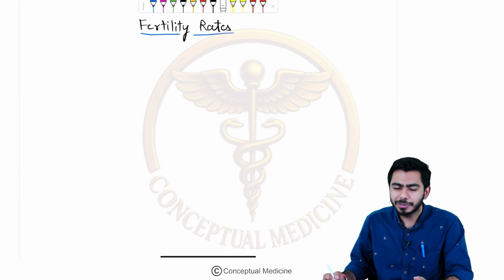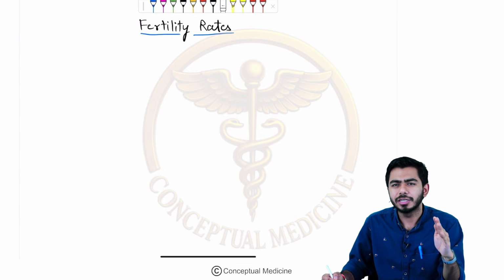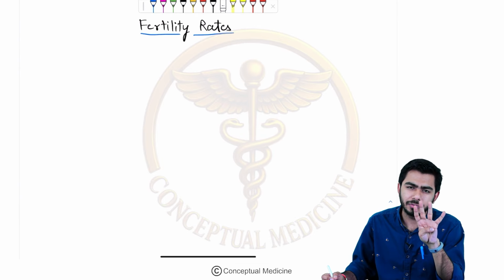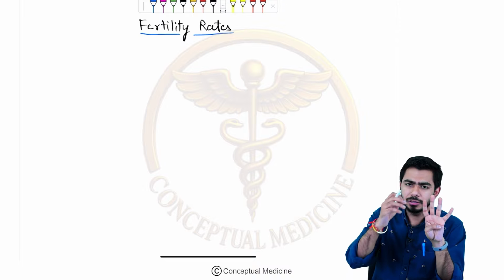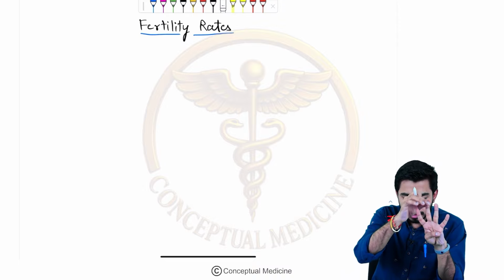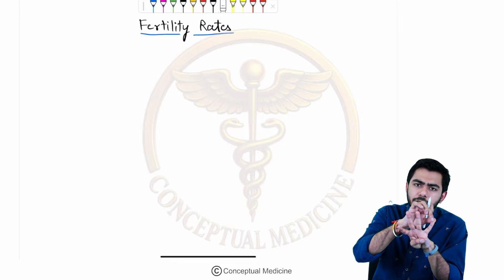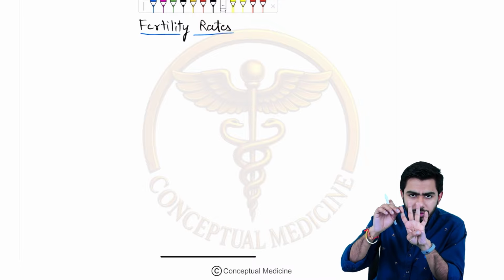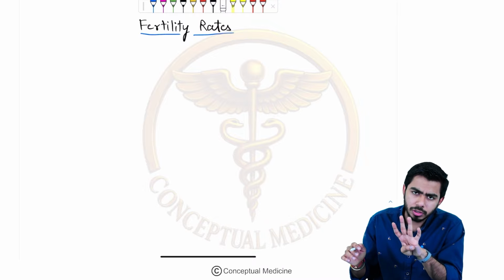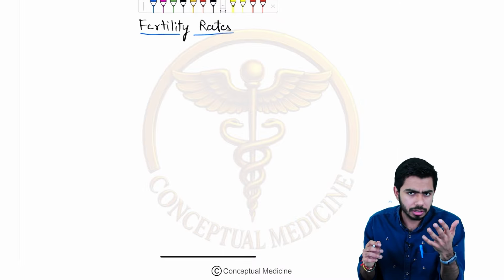So welcome back guys. In this particular session we'll be talking about the fertility rates. If we talk about the fertility rates, we have four important fertility rates. The first one is the general fertility rate, then the total fertility rate, then the gross reproduction rate and the net reproduction rate. So please say with me, over here we have four fertility indicators or four fertility rates.